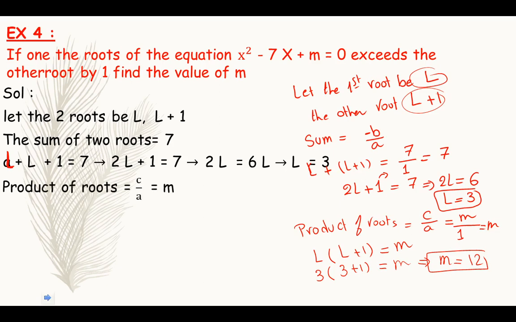The product of the two roots equals C over A, which is equal to M. C over A equals the product of the two roots, which will be L multiplied by L plus 1, and this is equal to M. Here we are going to replace L by 3. So M will be 3 multiplied by L plus 1, and here L equals 3, so L multiplied by 4, so M will be equal to 12.